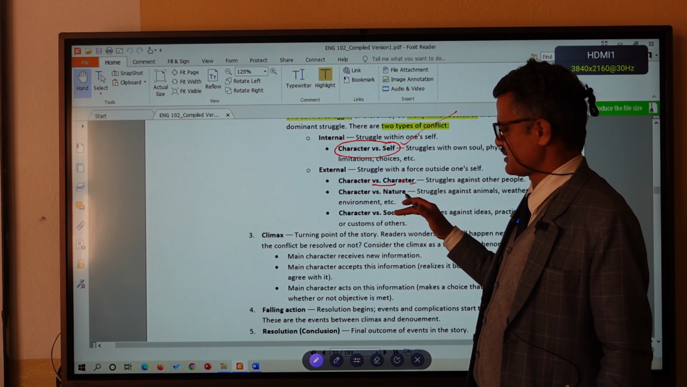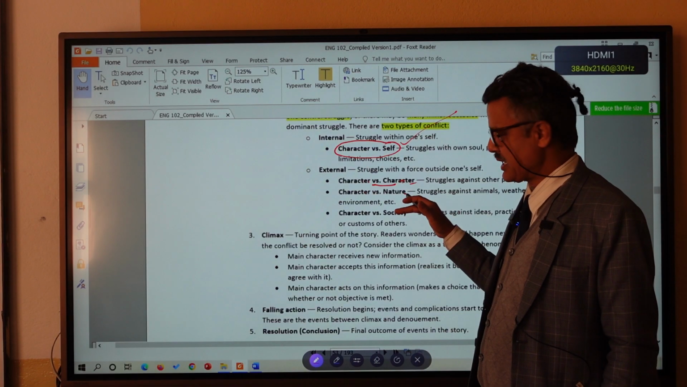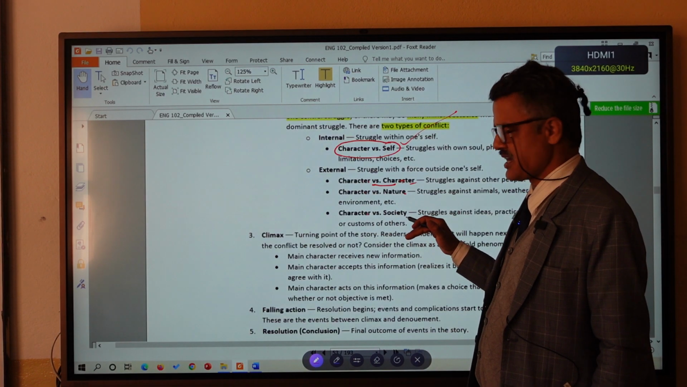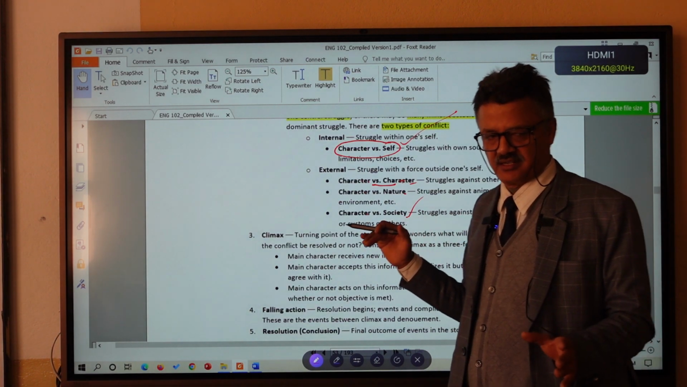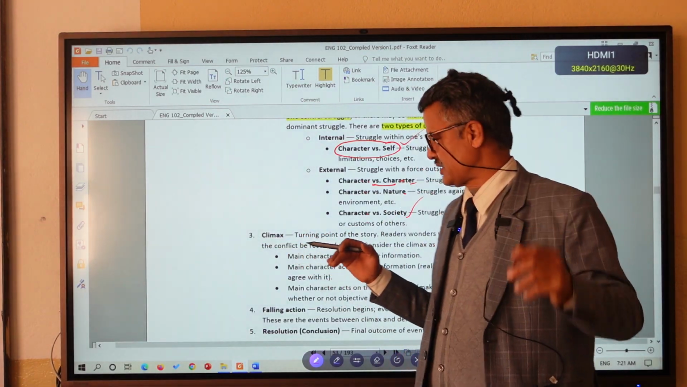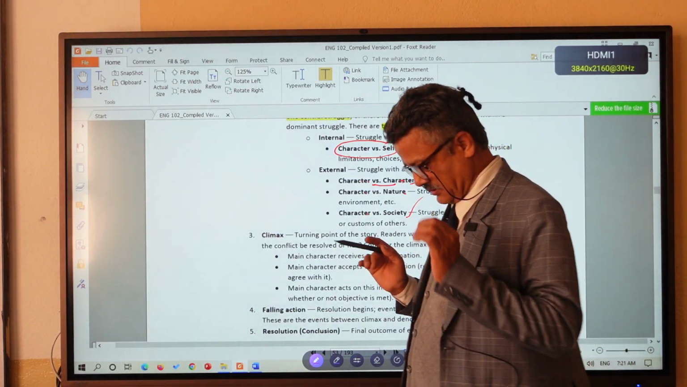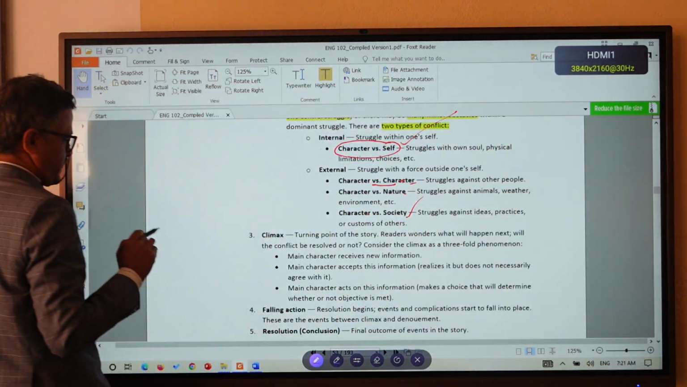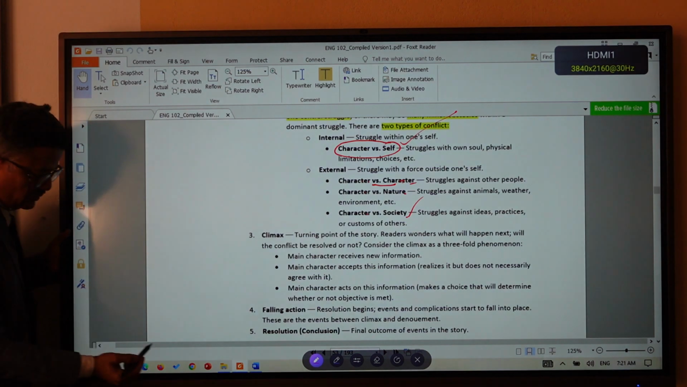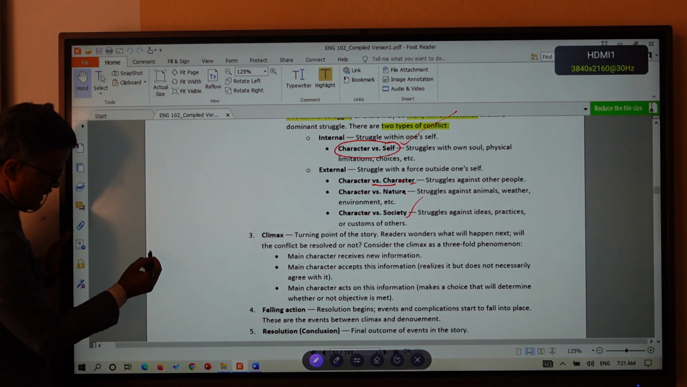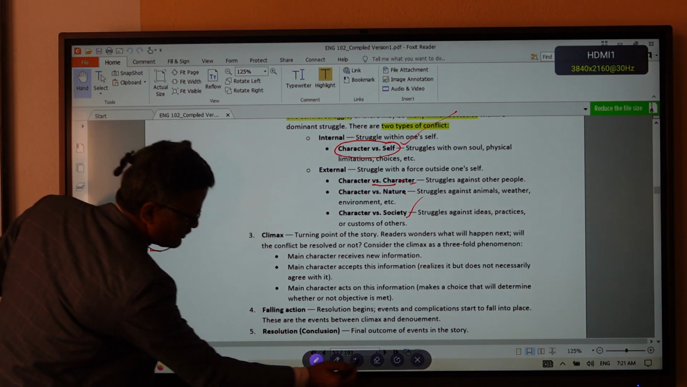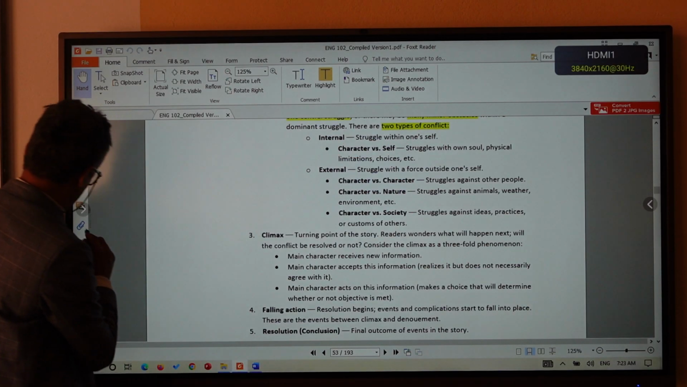Character versus nature, I don't see this anywhere. Character versus society, I don't see this because the society doesn't create any problem for him. He can do what he likes. Okay, climax now. You know, what is climax? Climax, if you suppose draw a line like this, understand climax.